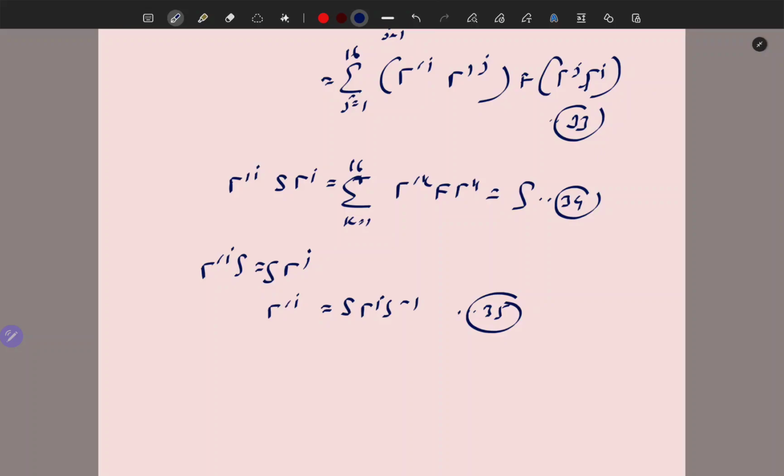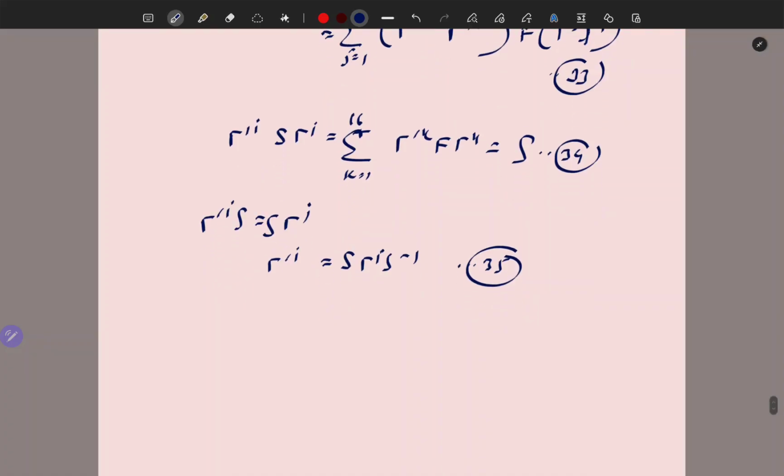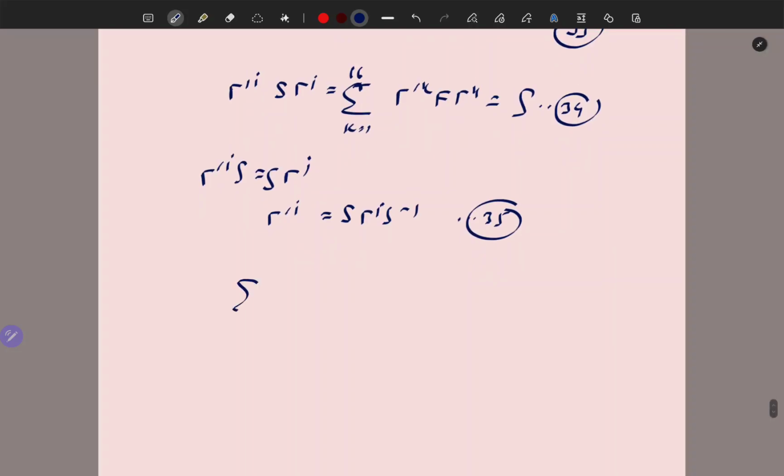What is the role of the matrix F in equation number 32? The arbitrary matrix F in equation number 32 can be chosen so that S is non-singular. Can we do that? First of all, F can be chosen so that S is not equal to 0. If S equals 0, then in equation number 32 we have the summation over J equal to 1 to 16 of γ'_J F γ_J equal to 0.